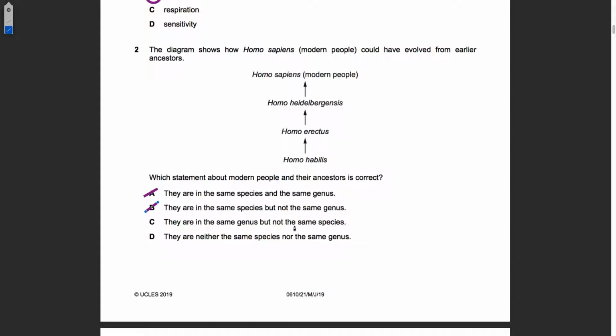They are in the same genus but not the same species. Now that one sounds good to me, but let's just check D. They are neither the same species nor the same genus. Well, they've got the same genus name, so D is not right. We're going to go for C.